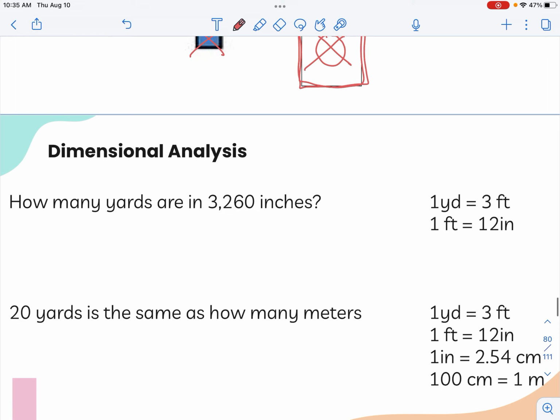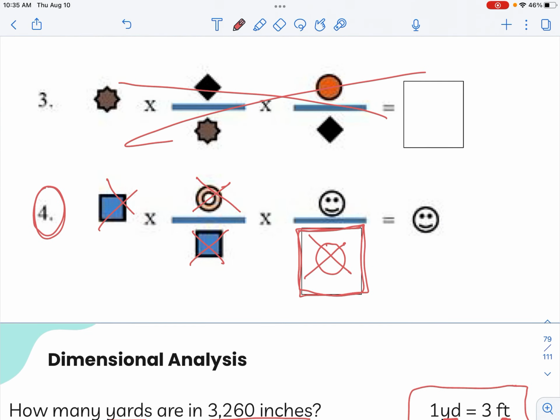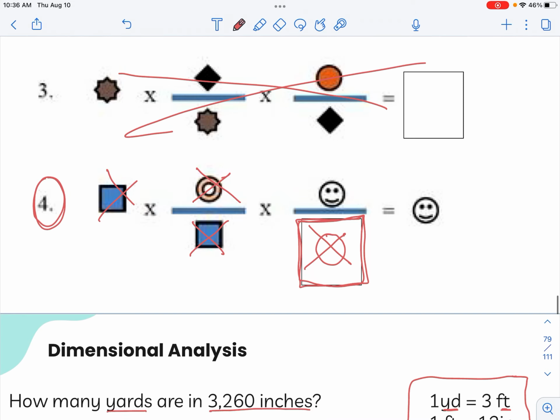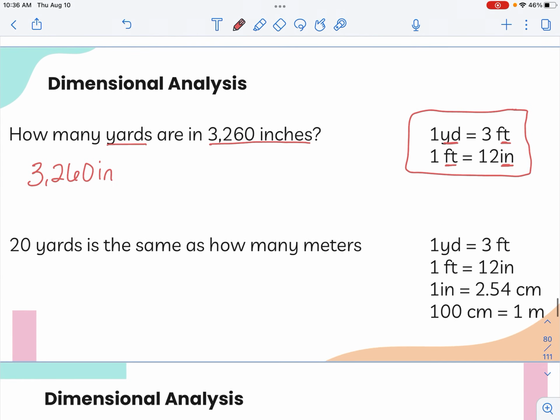So this one is number 1, and it says how many yards are in 3,260 inches. So I'm starting with 3,260 inches. I always want to start with writing down what I'm given, right? That's what I'm starting with. And then I want to turn it into yards. So let's see if we can do that. Over here, I have what we call conversion factors. I have inches to feet, and then I have feet to yards. So I can't just move my decimal, right? But I can think about my shapes, and if I can just get my units to cancel out like I got the shapes to cancel out, then I can convert to yards.